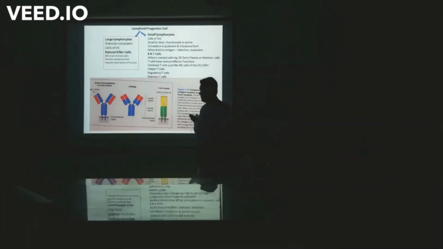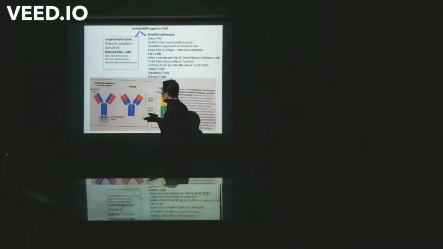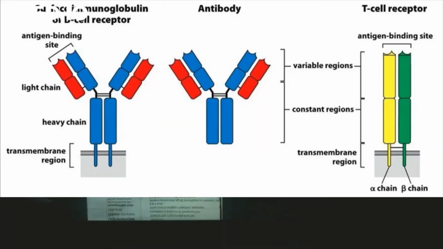If you look here, the B cell receptor actually is an immunoglobulin. Immunoglobulin means that this is actually an antibody.